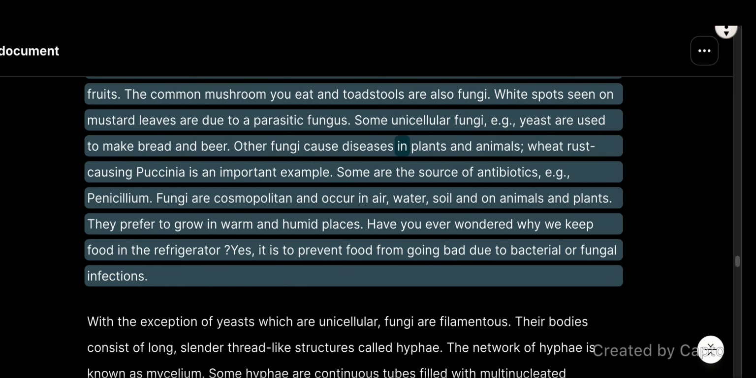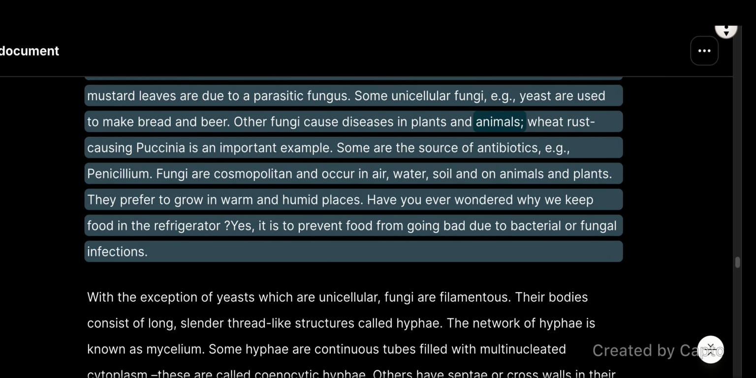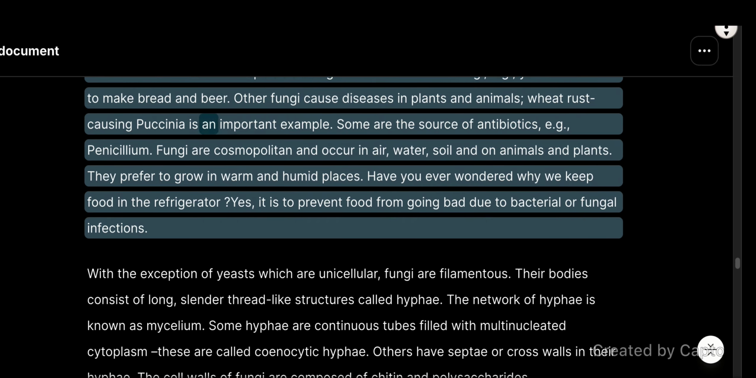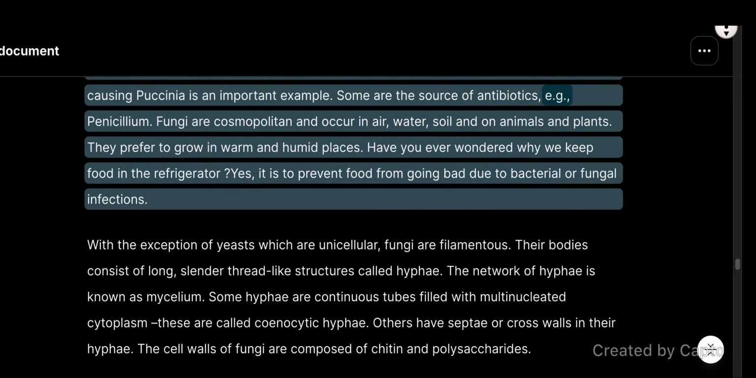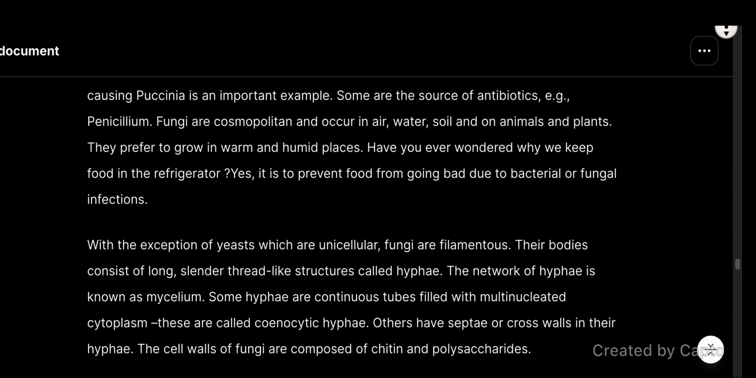Other fungi cause diseases in plants and animals. Wheat rust causing Puccinia is an important example. Some are the source of antibiotics, for example, Penicillium. Fungi are cosmopolitan and occur in air, water, soil, and on animals and plants. They prefer to grow in warm and humid places. Have you ever wondered why we keep food in the refrigerator? Yes, it is to prevent food from going bad due to bacterial or fungal infections.